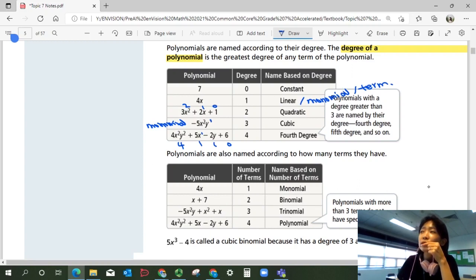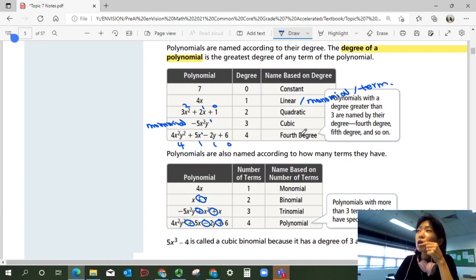So whenever you see addition, whenever you see subtraction, those are the signs that divide your terms, okay? If you have 1 addition or subtraction, that means you have 2 terms. If you have 2, that means you have 3 terms, and so on, okay? Negative doesn't count. It has to be subtraction or addition.